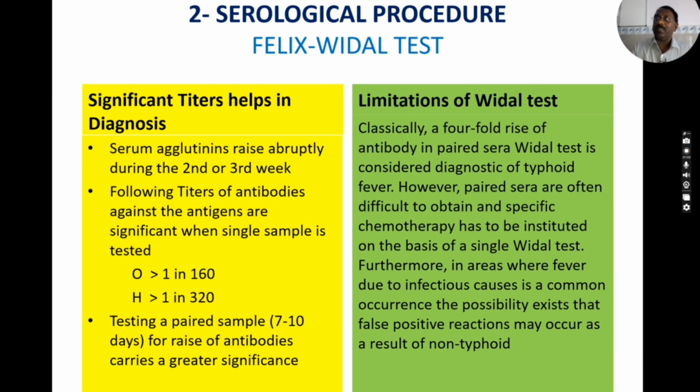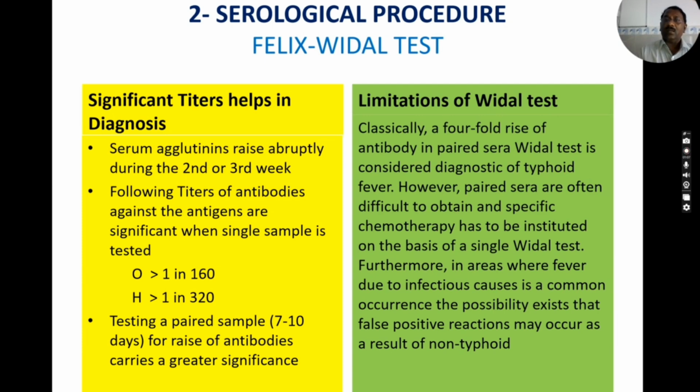Significant titers help in the diagnosis of your Widal. Serum agglutinins rise abruptly during the second or third week. Following that, the titers of the antibodies against the antigens are significant when a single sample is tested: O more than 1 in 160, H more than 1 in 320. So O is somatic and H is flagellar. Okay. So the limitation of the Widal test I already told you.